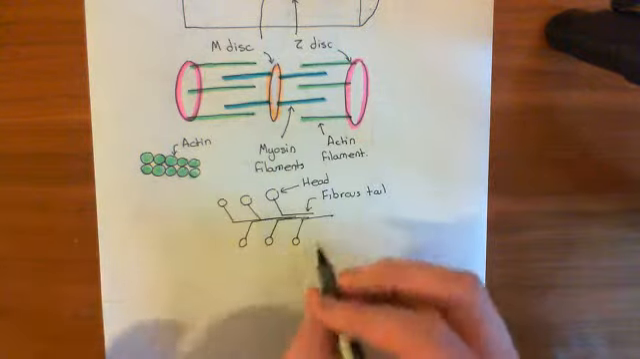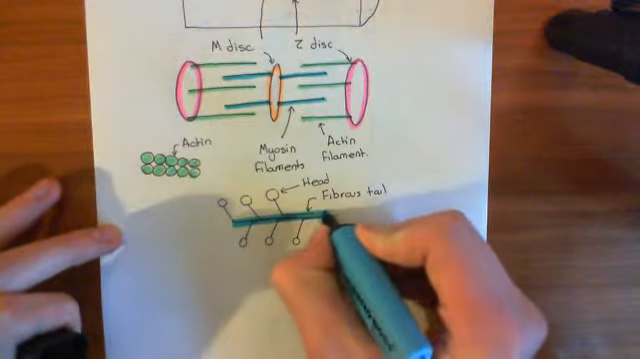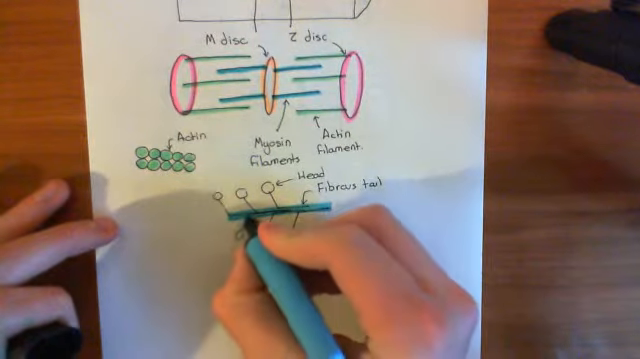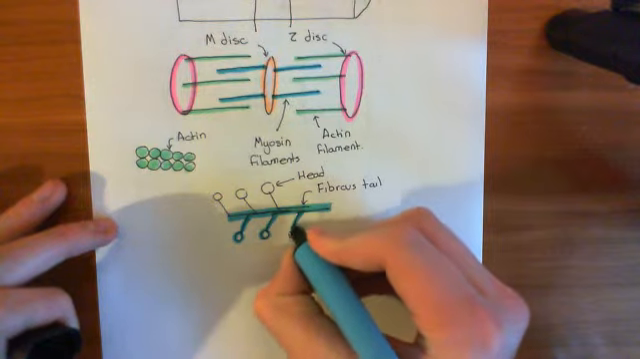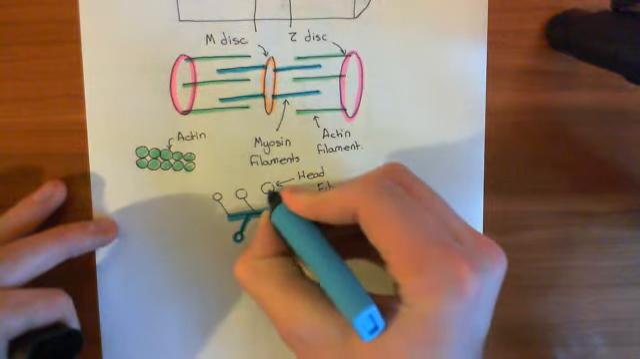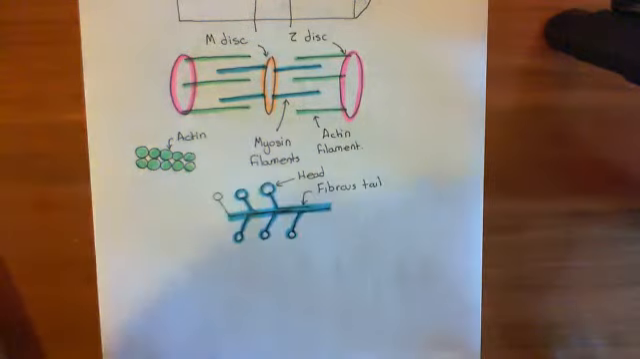And this is then a myosin filament when you connect them all together. So you've got all the fibrous tails stuck together, and then off the side you've got these myosin heads sticking out from the myosin filament, which is made up of the fibrous tails. This is the myosin filament, this entire thing.